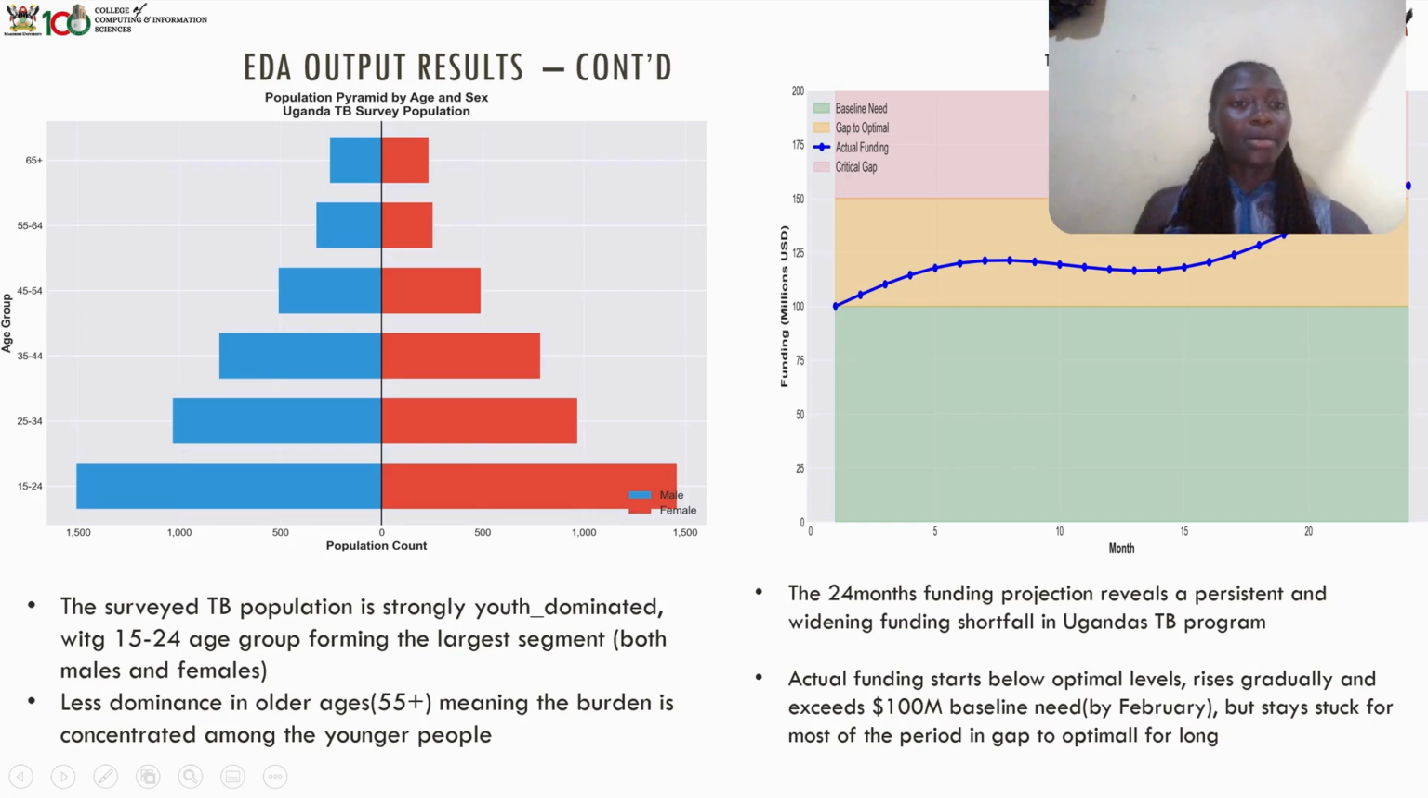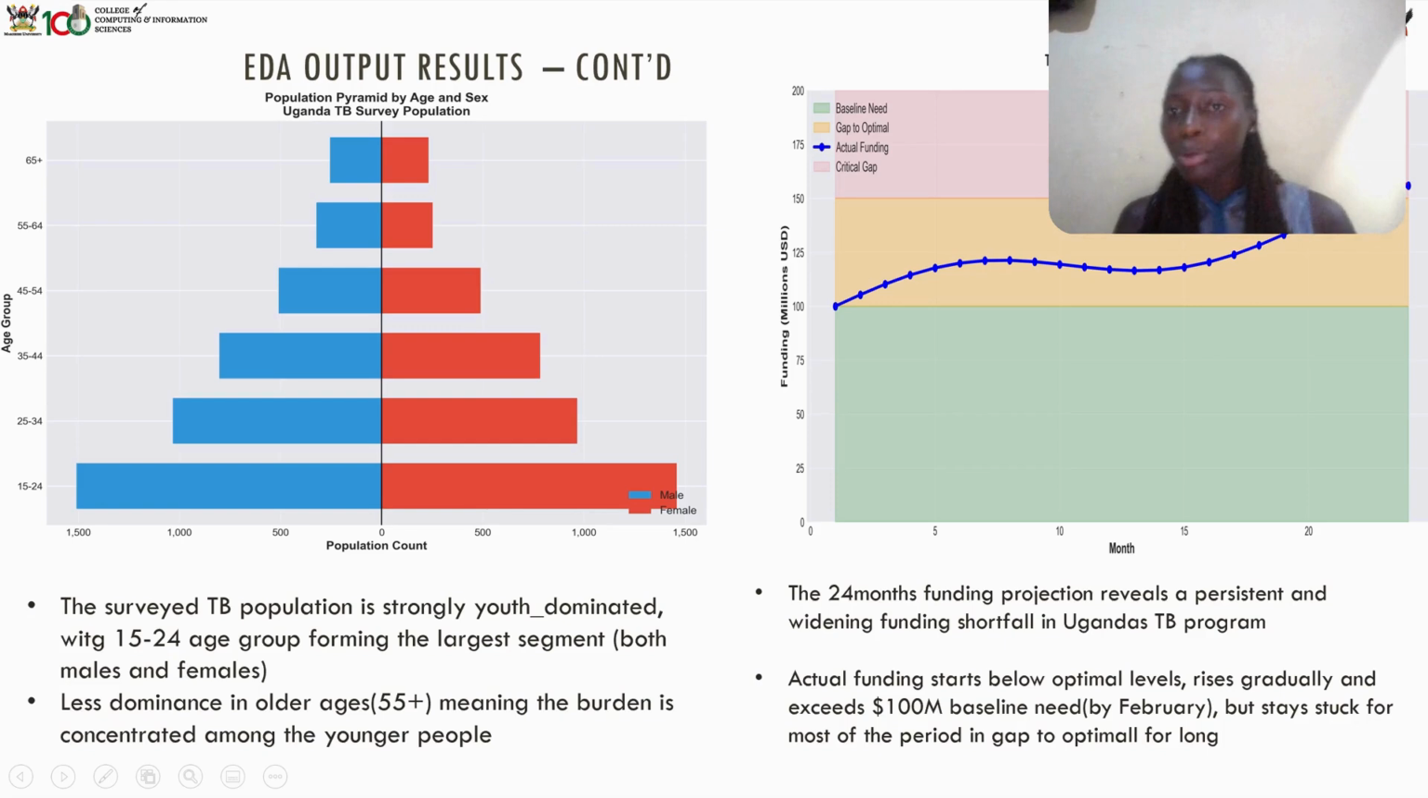And then we have the population pyramid, which is showing the population count against the age group. And we see that TB in Uganda is most dominant in the youth within the 15 to 24 age group.